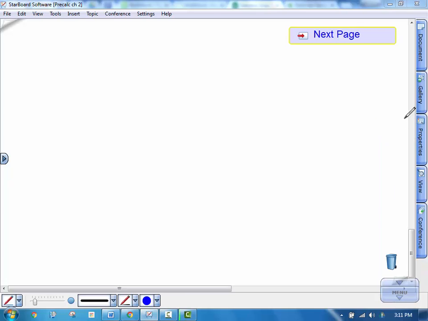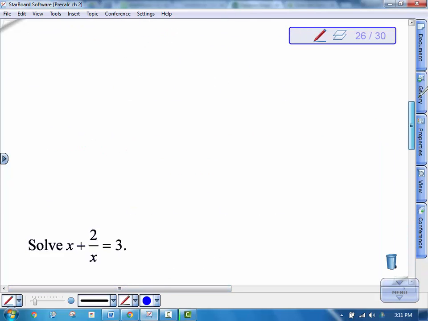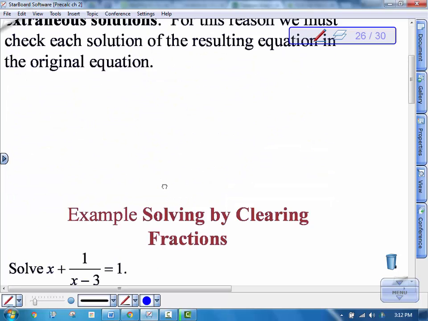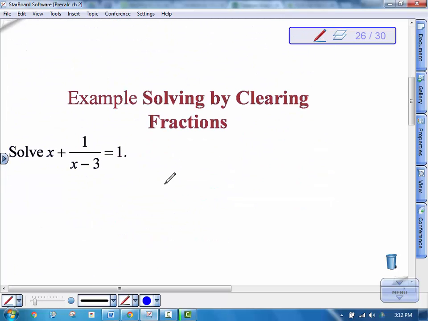All right, so to review an extraneous solution, in case you don't remember, these are solutions that pop out from the algebra, they don't actually work. So we have these a lot whenever we're dealing with square roots and whenever we're dealing with rational equations, because we know that we can't have negatives underneath square roots, and we can't have zeros in the bottoms of fractions. So these are the places we really need to look out for. So here's an example then.